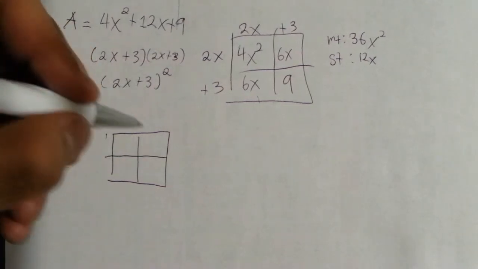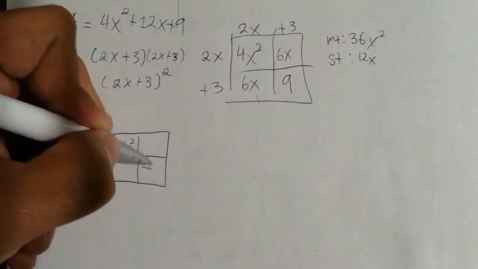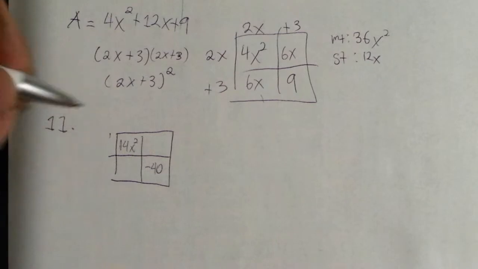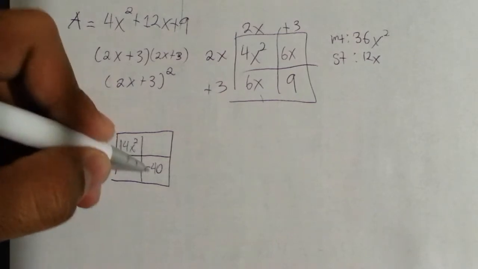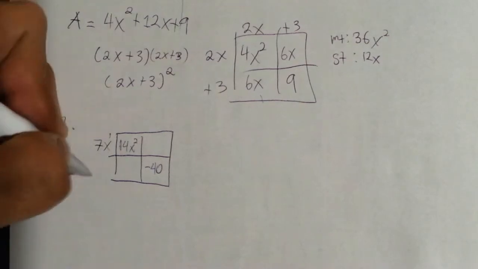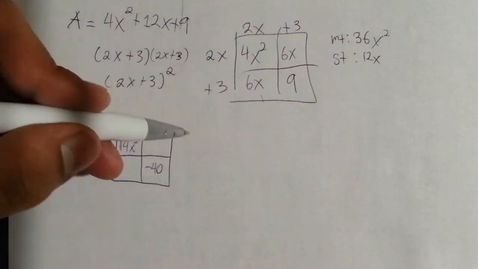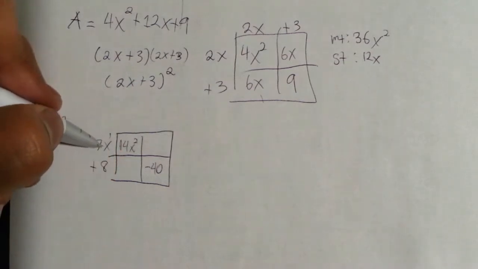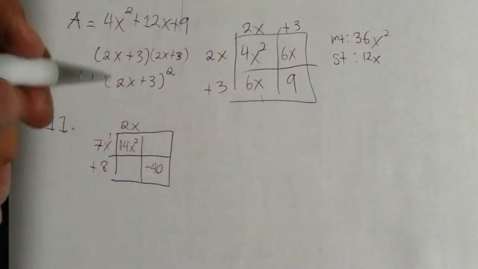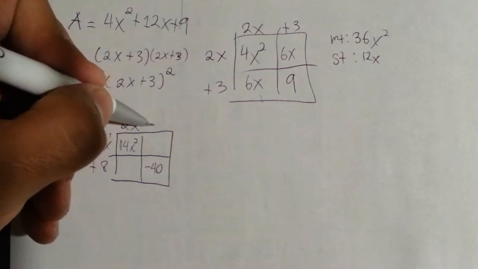So let's work with just the 14x squared for now, and the negative 40. And you'll see that we don't necessarily need our middle terms if we're given one of our factors. We've got the 14x squared and the negative 40. Let's say we've got the 7x and the plus 8, because that's one of the factors it gave us. It gave us the width. Now we just want the length. Well, what times 7x would give us 14x squared? In this case, that would be a 2x. And then what times positive 8 would give us the negative 40? That would be the negative 5.